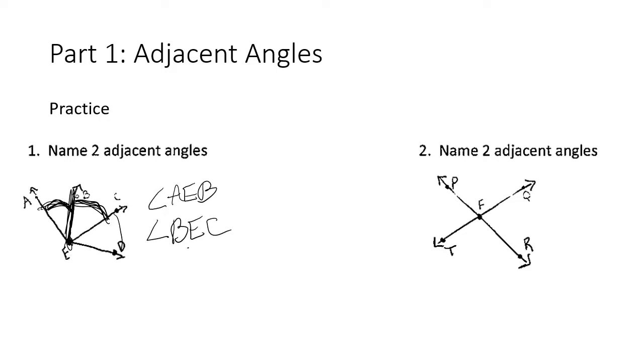Looking at the second one, you again have several options on this one. One pair is potentially this angle, which would be angle PFQ, or QFP if you prefer. And there's actually 2 angles that are adjacent to that. The one to the right of it, if you will, is angle QFR.